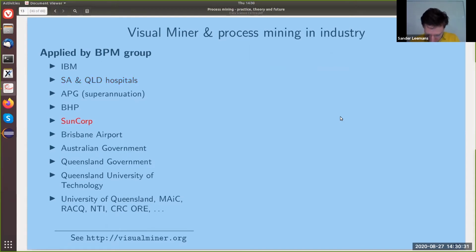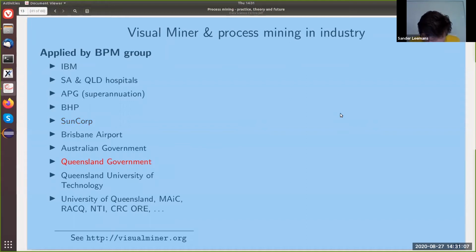In Suncorp, the process that was studied was commercial insurance. And thanks to process mining, which was used to find bottlenecks in the process, the average length of claims handling dropped from 30 to 60 days back to 1 to 5 days. So this was a considerable improvement achieved in Suncorp.